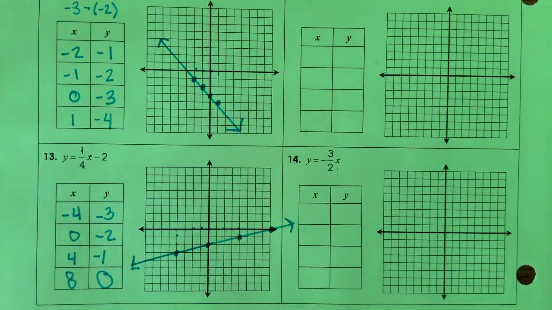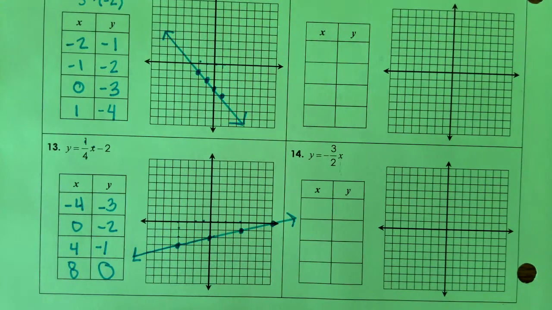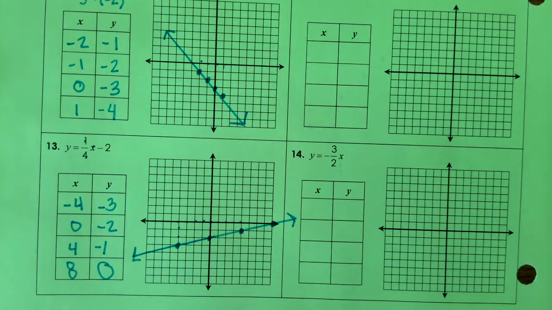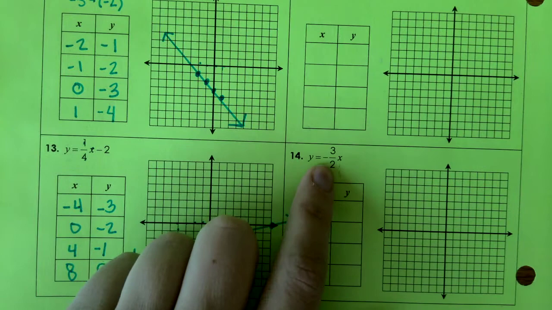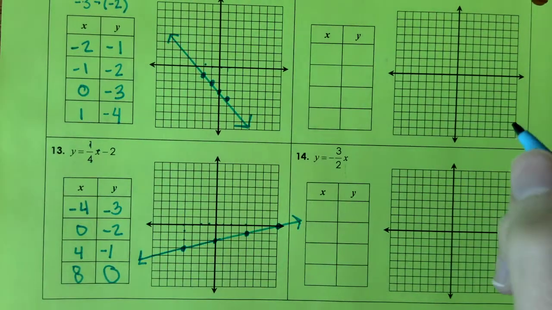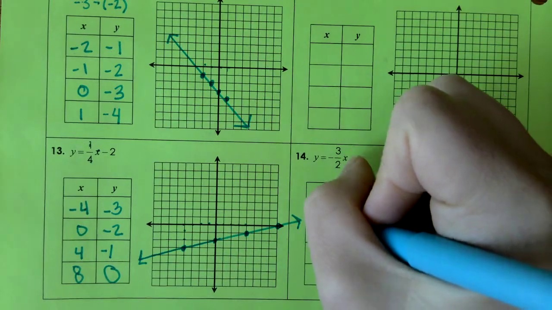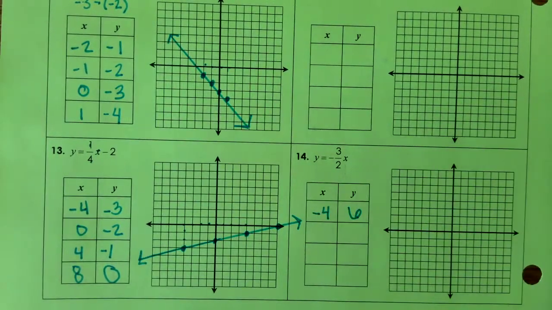Okay, and then finally the last one that I am going to do is number 14. I'm not going to graph it, but I'm going to go through how to fill out this table. For this one, I want something that if I multiply by 3, I'm going to get an even number, so then I can divide it by 2. Well, I know that -4 is going to give me 12, and then 12 divided by 2 is going to give me 6.